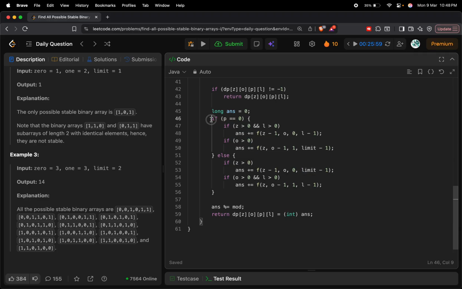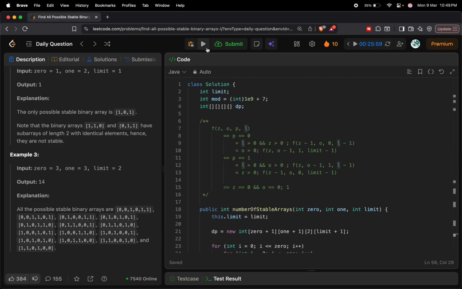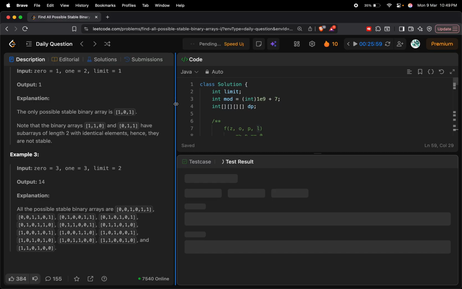If my previous is 1, then this piece of code comes into picture. If it is 1, then I can flip the next position. I can only flip the position if I have zeros available with me, then this is what the answer will come from. If I have zeros available with me and the limit for zeros is also available, then this is the answer. And we should also take modulo for the overall answer. That is what I'm doing over here, and then I'm storing my answer in the DP. If you submit this, all the test cases will be passed and it will be a pretty efficient solution as well.